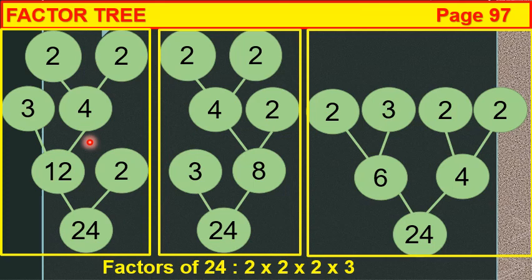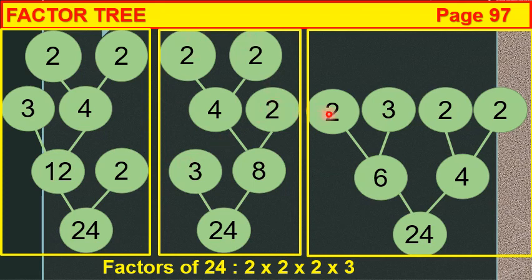So the factors of 24 are the multiplication of all the leaves of that tree. That is, the factors of 24 are 3 multiplied by 2 multiplied by 2 multiplied by 2. We get 24. Now here it is 3 multiplied by 2 multiplied by 2 multiplied by 2, the same again.